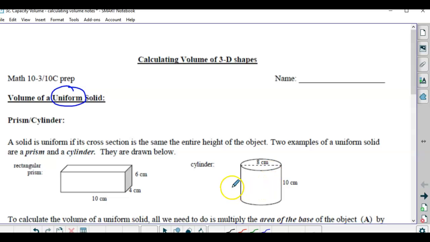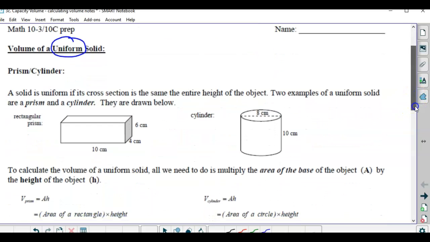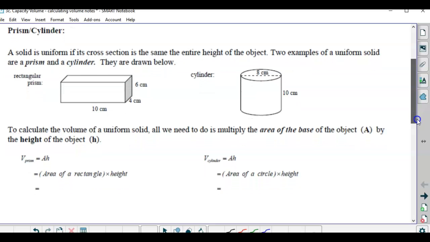Cylinder here, you would slice parallel to the base. The base of a cylinder is always the circle, and you get the same circle all the way no matter what. So a solid is uniform if its cross-section is the same the entire height of the object. Two examples of a uniform solid are a prism and a cylinder. They're drawn below. To calculate the volume of a uniform solid, all we need to do is multiply the area of the base by the height of the object.